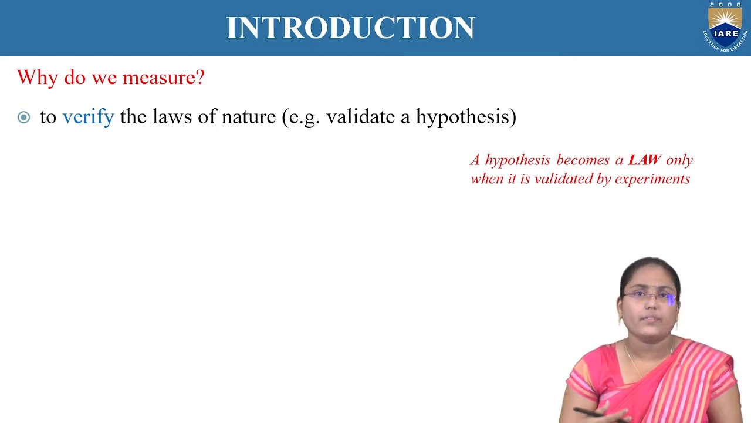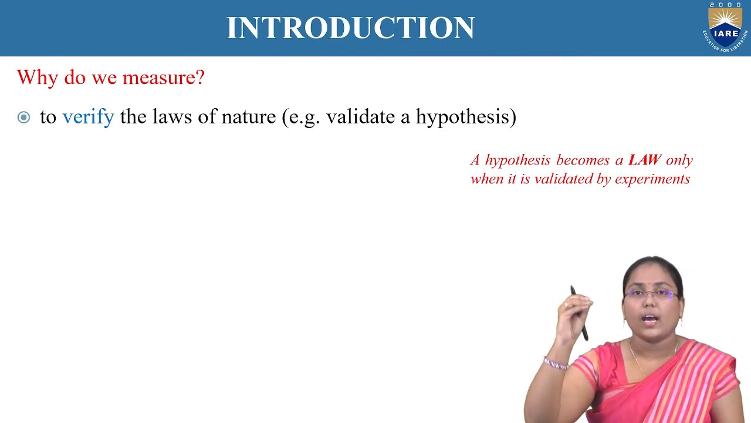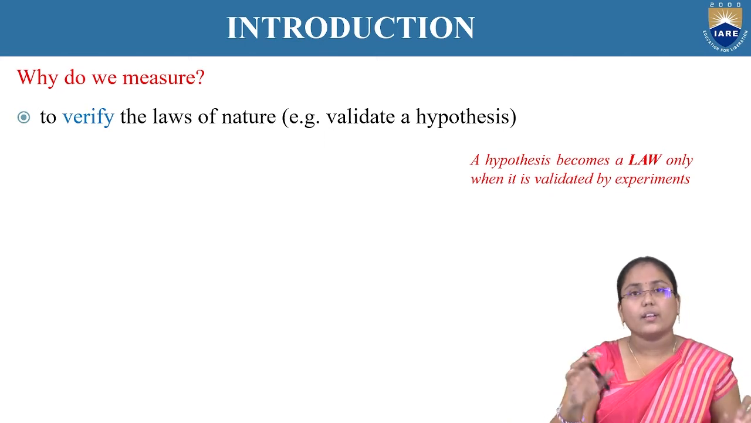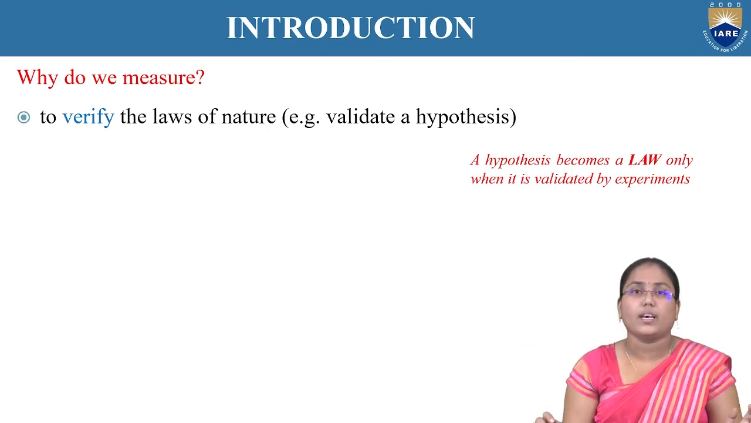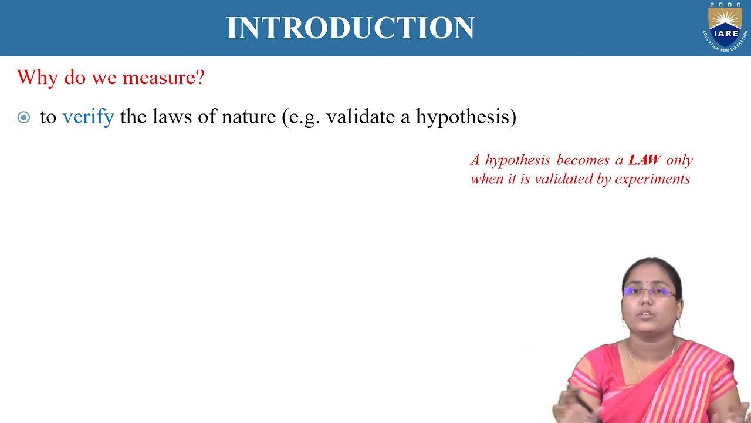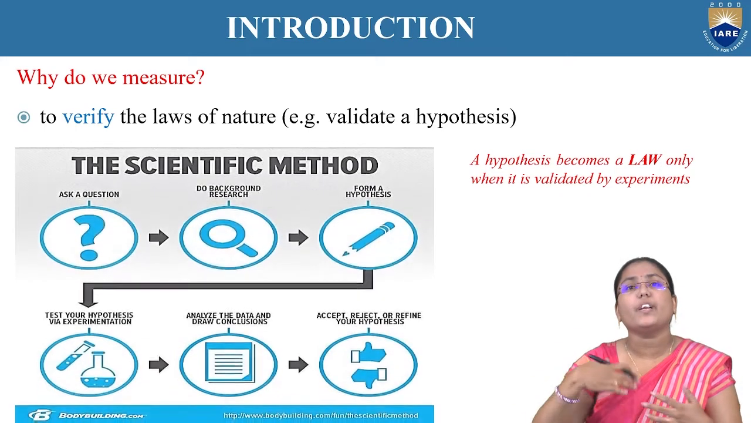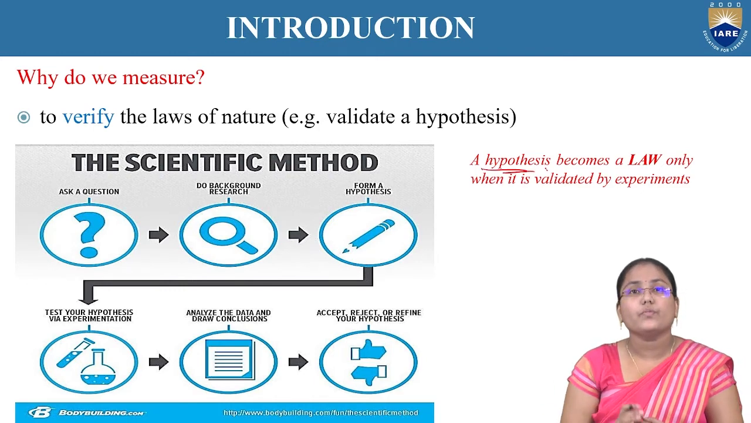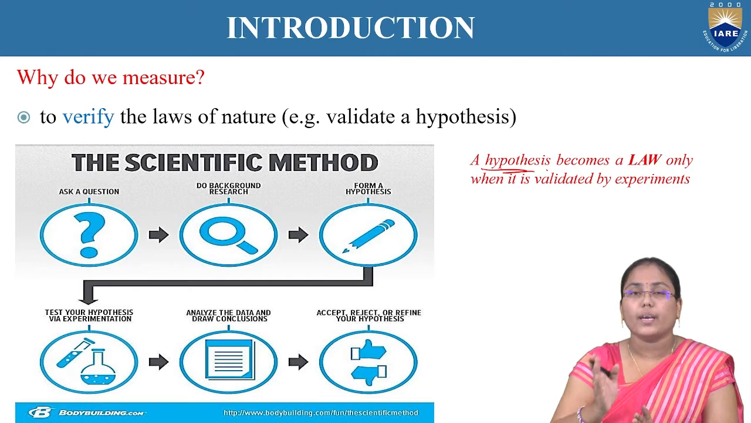For example, take the gravitational law. We can make an experiment such as dropping a pen or a pencil. When we drop it, if it falls to the ground, then we can say it has a gravitational pull, and because of that it is falling. Similarly, we have different scientific methods which have different hypotheses. So the hypothesis becomes a law only when it is validated by experiment.